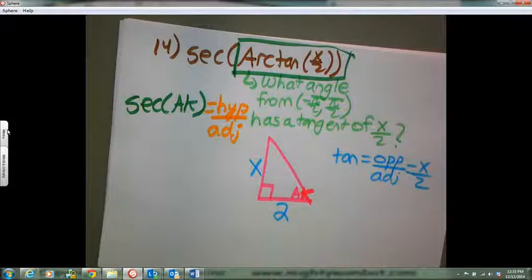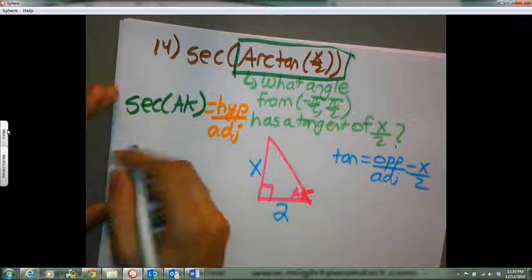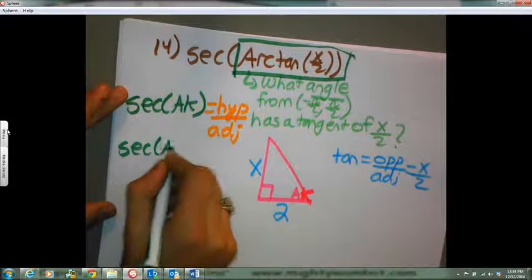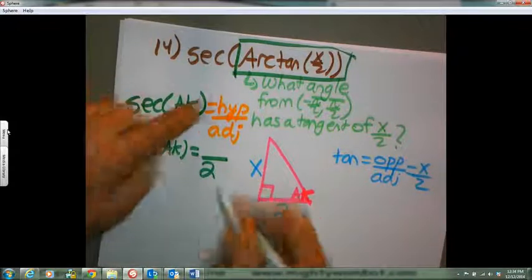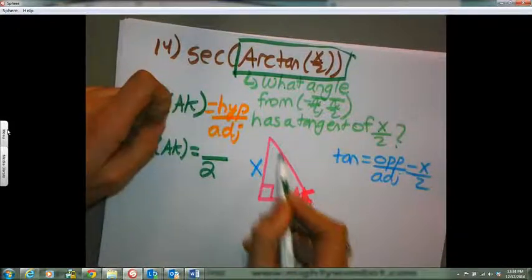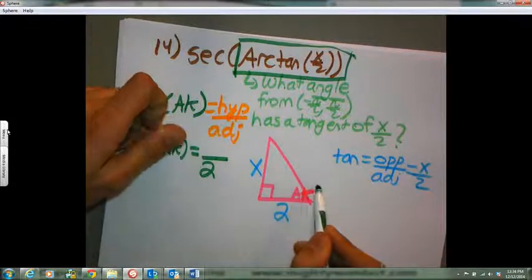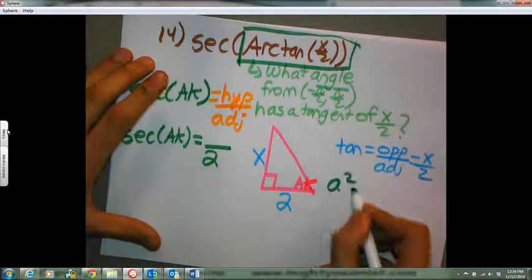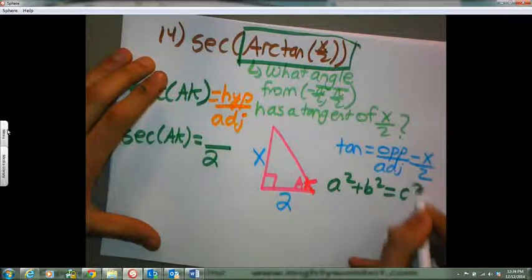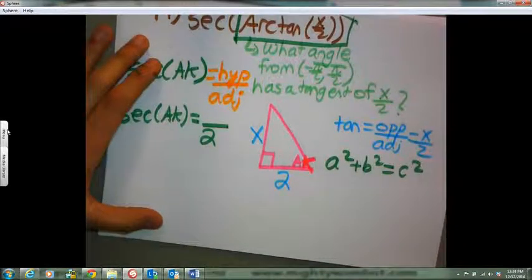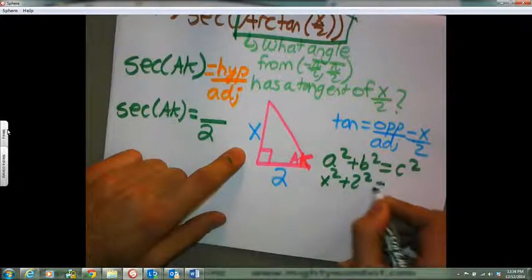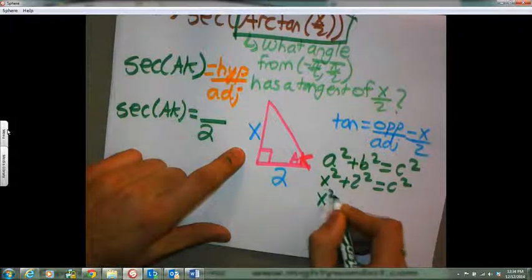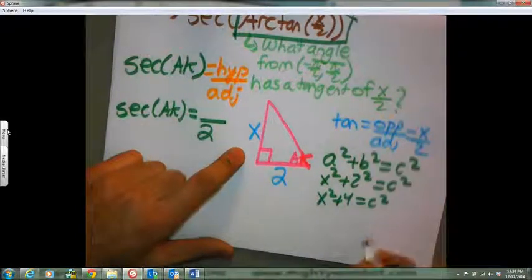So here comes the big finish. Secant of AK equals, the adjacent to AK is 2, and the hypotenuse, let's figure that out. And how do I figure it out? A squared plus B squared equals C squared. Now plug in your A, plug in your B, equals C squared, square root of both sides.